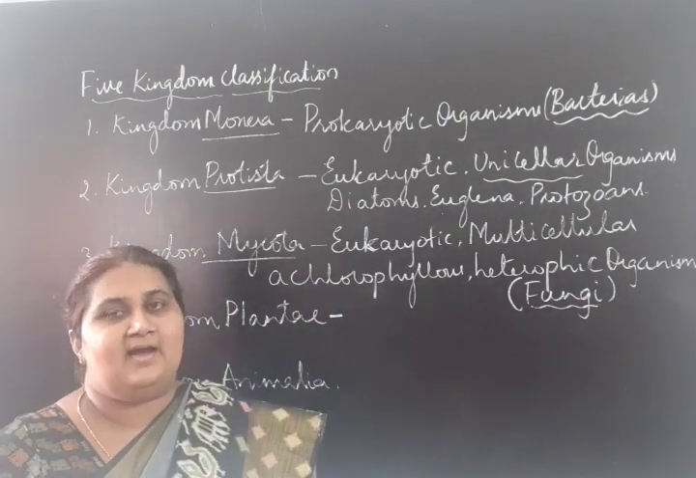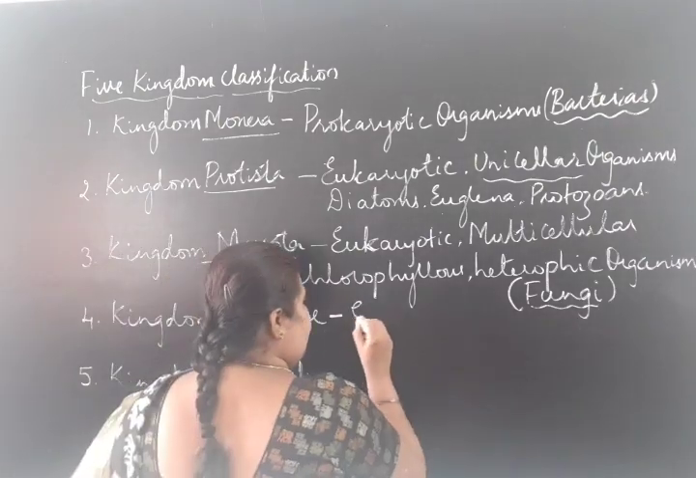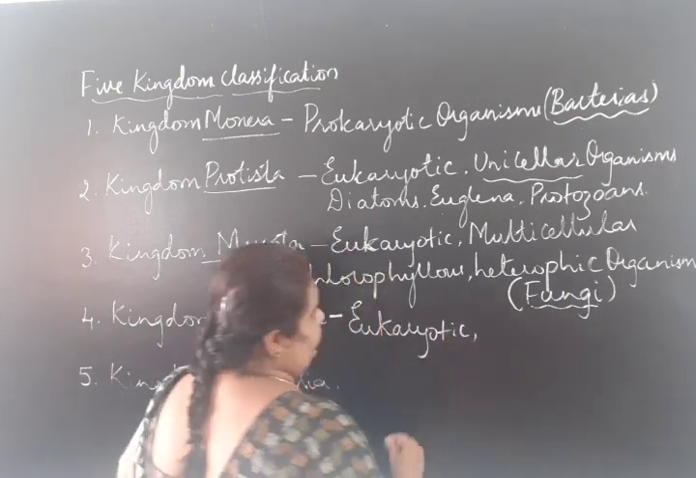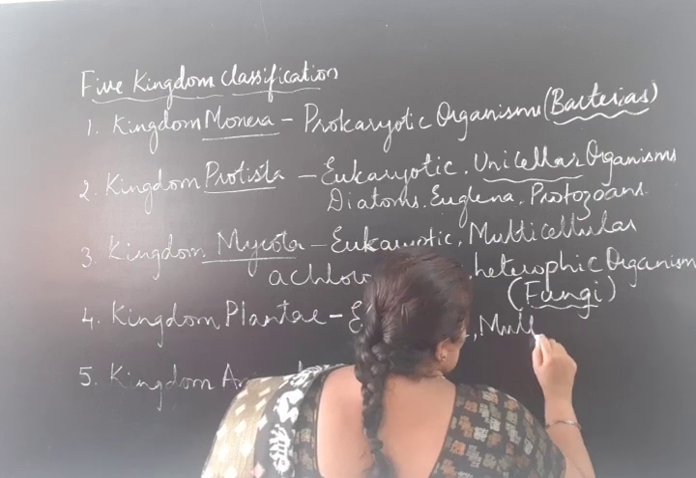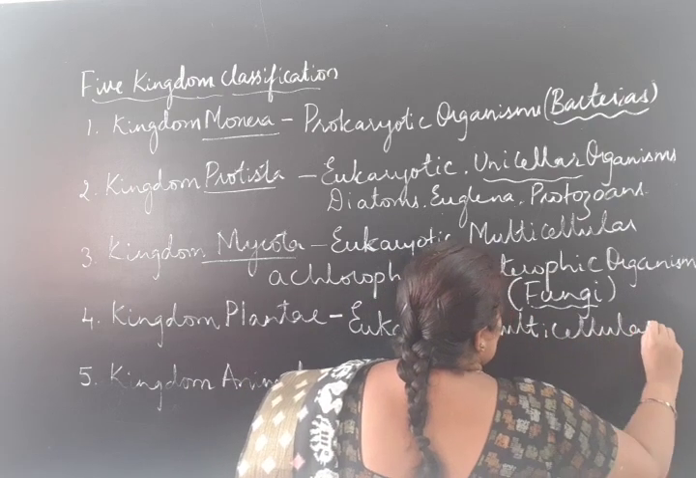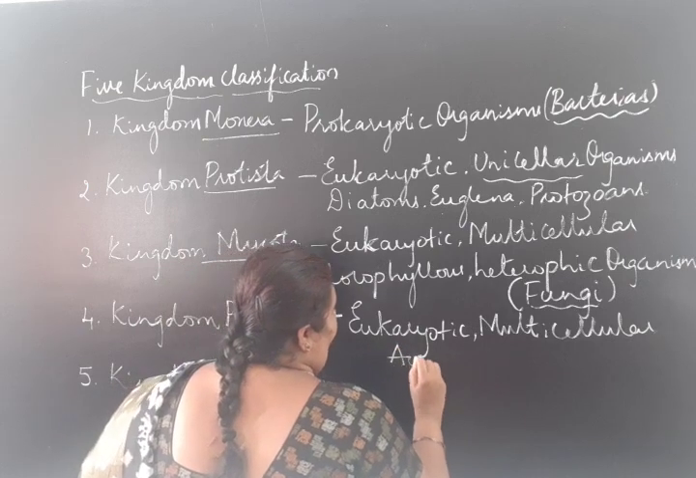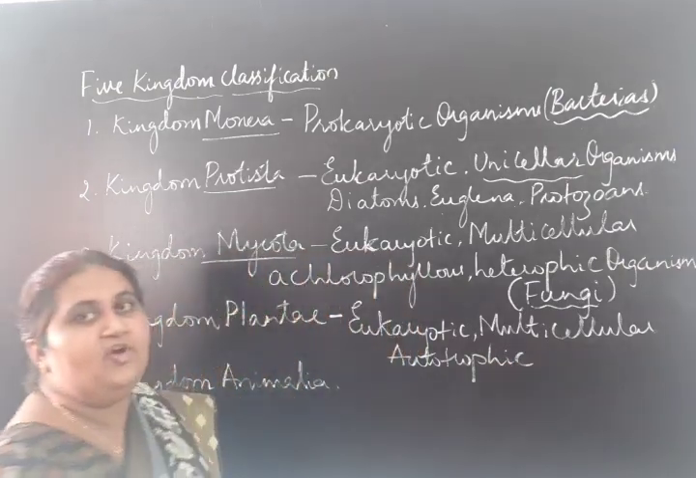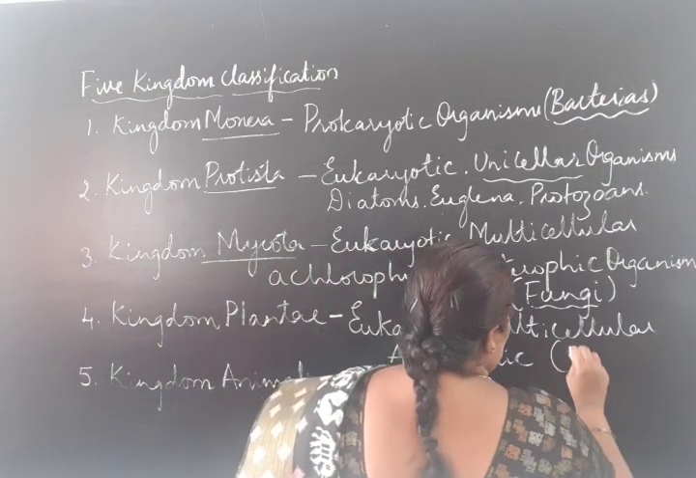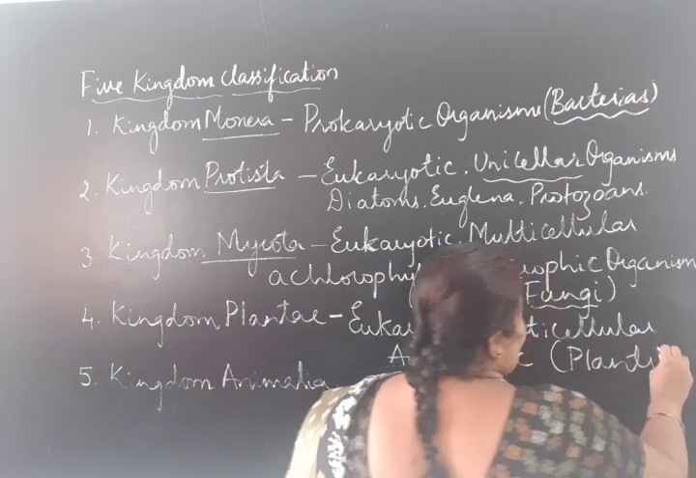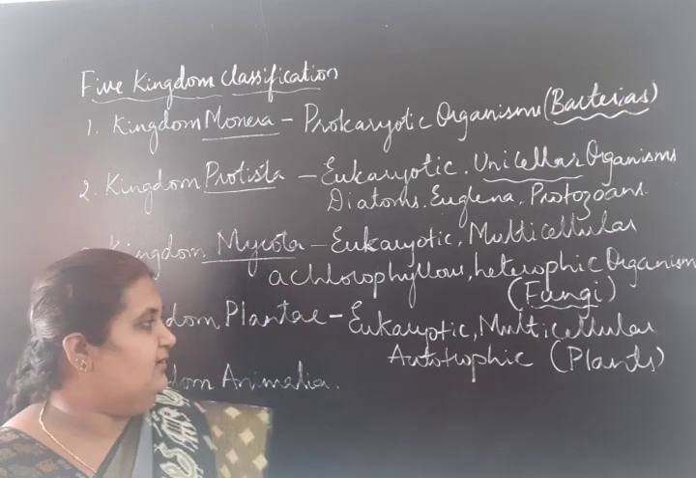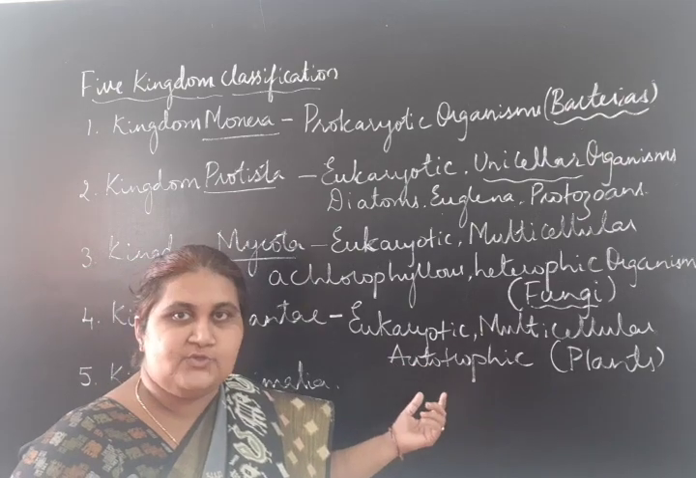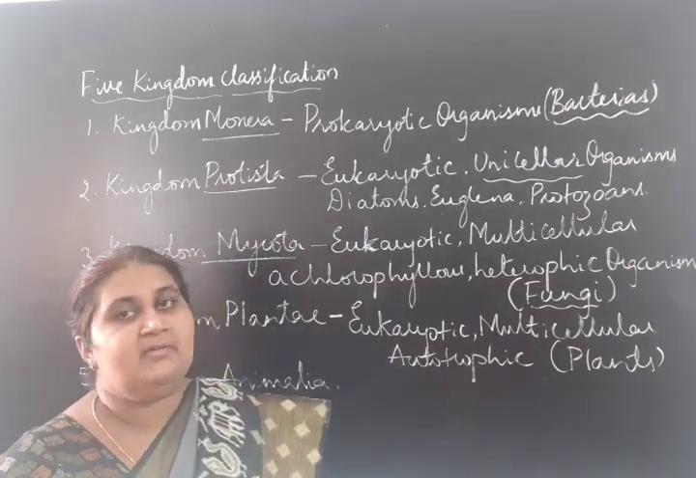Kingdom Plantae includes the plants. Plants are also eukaryotic. They are also multicellular. They are autotrophic. So they are autotrophic, which includes plants. Different groups of plants: algae, bryophytes, liverworts, mosses, pteridophytes, gymnosperms, angiosperms in the kingdom Plantae.